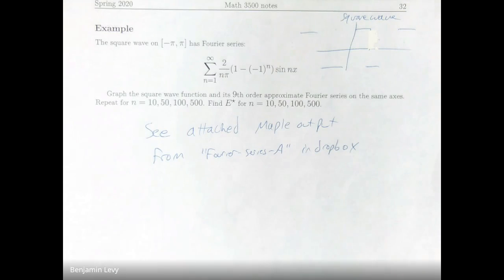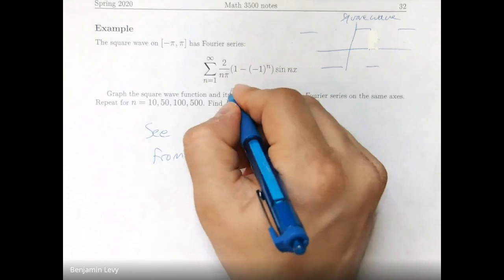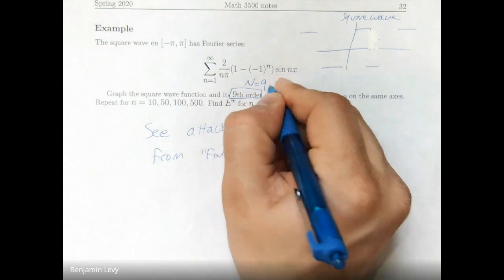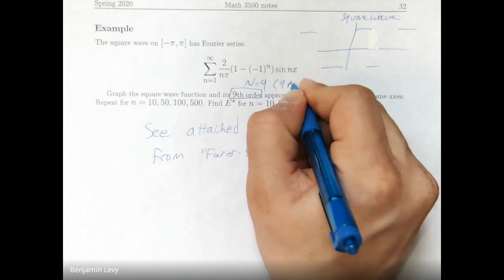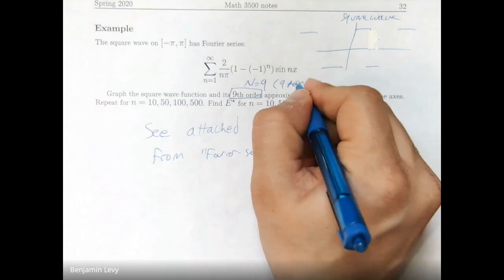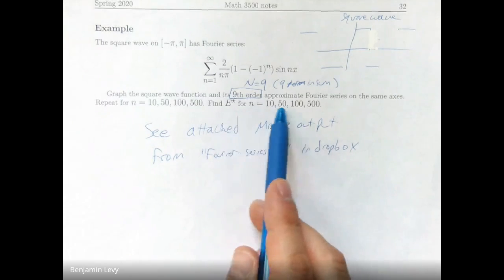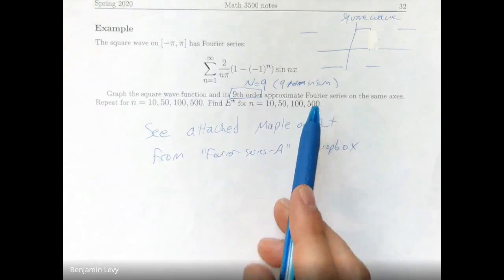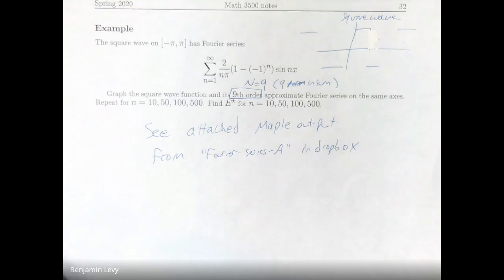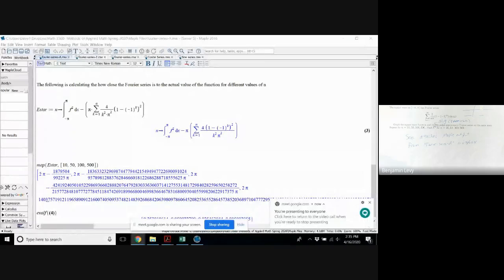The question here is: graph the square wave and its 9th order approximate Fourier series on the same axis. When it says 9th order, this means n equals 9, so use 9 terms in the sum. Then we're going to find the error for n equals 10, 50, 100, 500, etc. That's what I'm going to do. I'm going to switch over to Maple and show that right here. It's something you should be somewhat familiar with because we have seen this before.